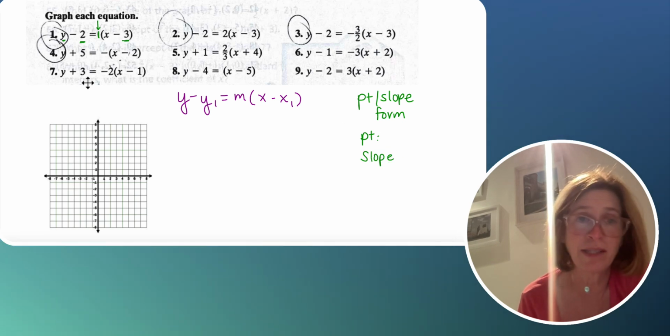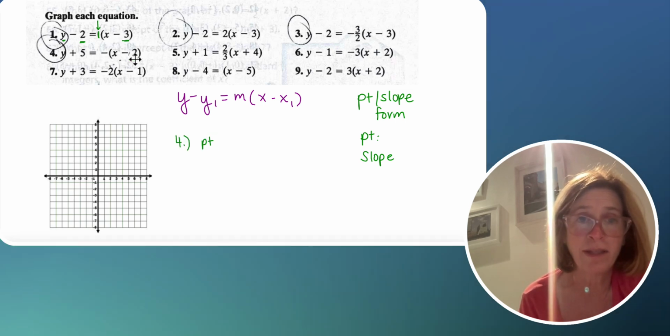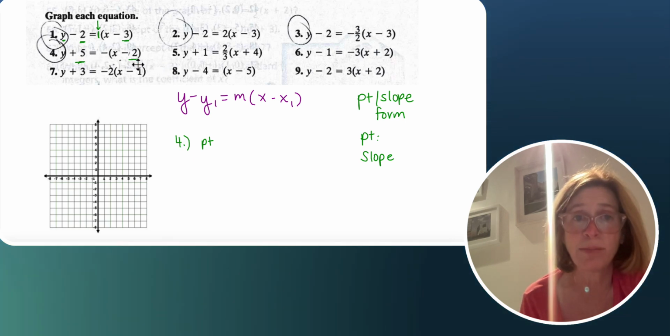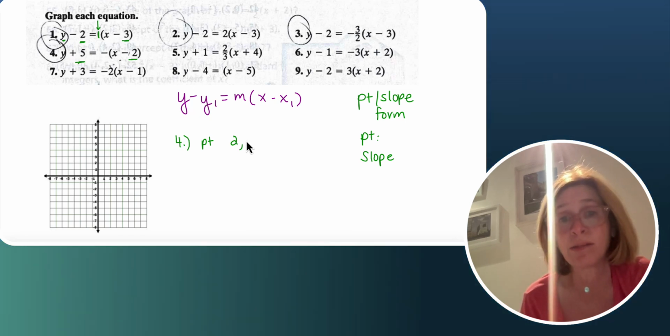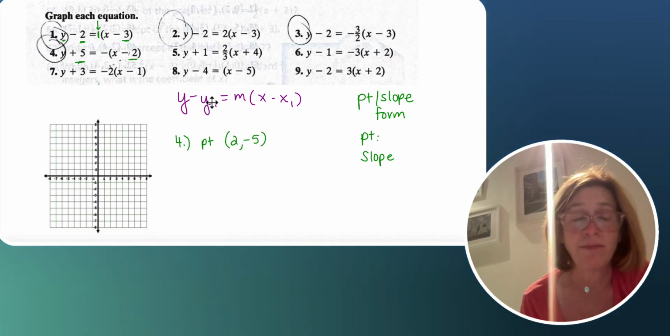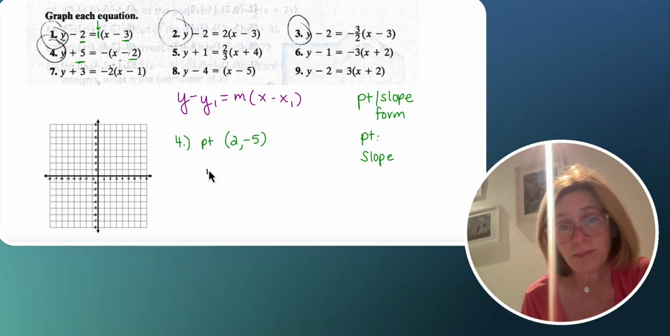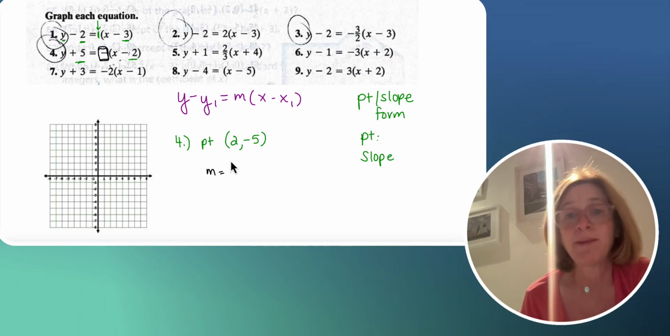Okay, so let's look at example number 4. The first thing I want to do is identify my point. Here's my x1 and here's my y1. You have to look at the signs. It says minus 2, then my x coordinate is just 2. And then it says plus 5, but the equation says minus 5, so that tells me the point is its opposite, so negative 5. So I have the point 2, negative 5. Then I identify my slope. My slope is the value in front of the x parentheses right here. There's a negative, which means there's a negative 1 there. So I have my point and my slope.